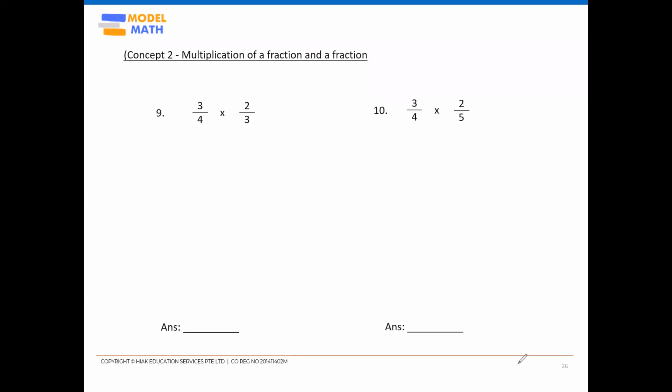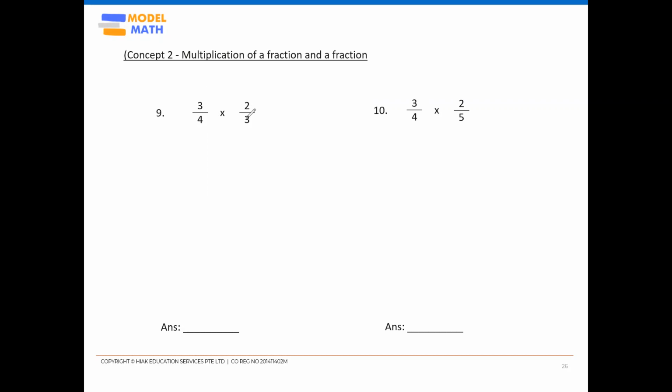This one is on multiplication. Now, for multiplication, there are a few things to take note of first. Firstly, when I see a fraction multiply by a fraction, I will first check whether the two numbers diagonally can be divided by a common number. If can, you can go on to apply the cancellation method. If cannot, then simply take your numerator times your numerator, denominator times denominator.